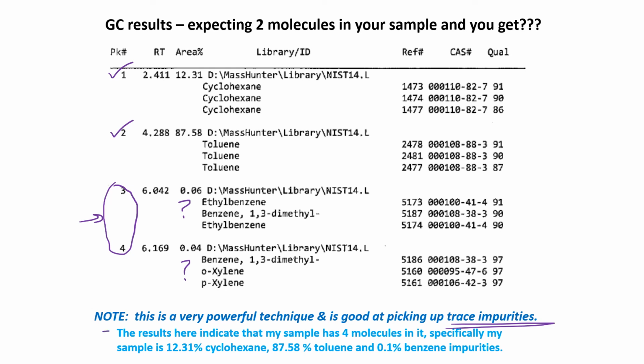So here, my results indicate that I actually have 4 different molecules. Specifically, I have 12.31% cyclohexane, I have 87.58% toluene, and I have a total of 0.1% benzene impurities. So I would call these two, they're 2 different molecules, but I would call them just benzene impurities. Okay?